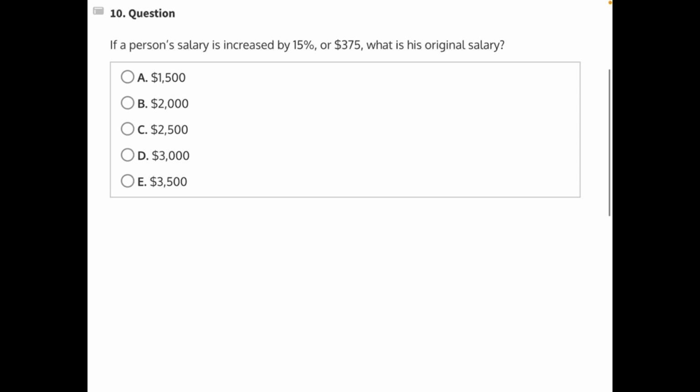If a person's salary is increased by 15% or $375, what is his original salary? There's two different ways we could solve this problem. One way is we could recognize that whenever we want to raise somebody's salary by 15%, we would take 15% of the salary, and that would equal our raise, which in this case we know the answer. We know our raise is $375.